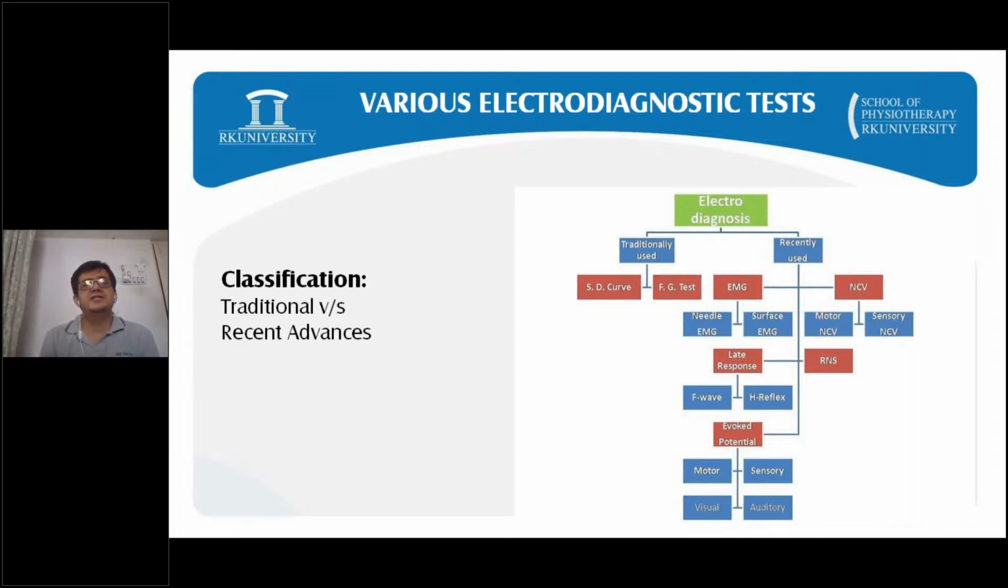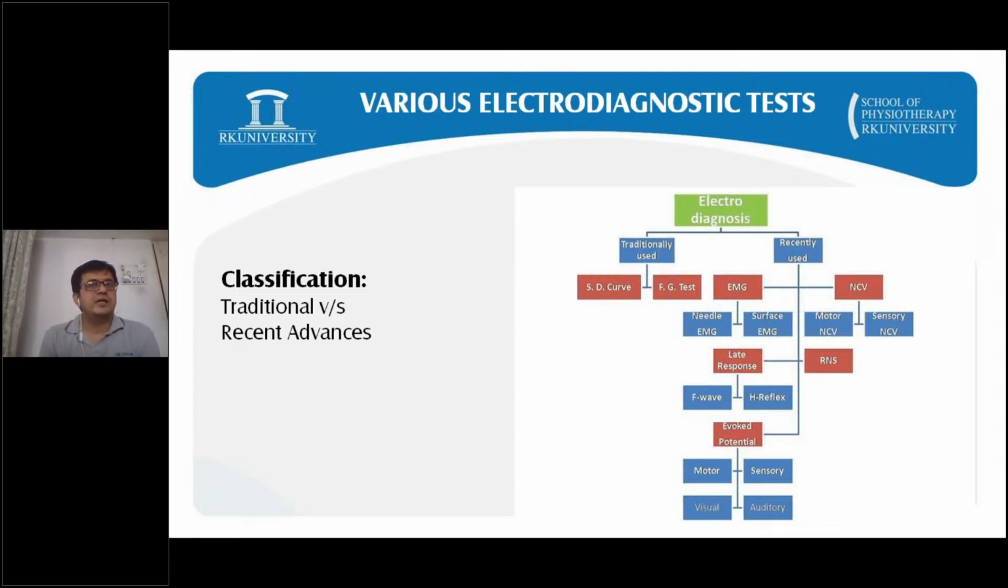And the recently used tests are EMG and NCV, mostly. EMG means electromyography. The name itself tells us that it is recording of the electrical activity occurring in muscle. That may be by needle, so that is invasive, and it may be by surface electrode also, so it is non-invasive. Now that was regarding muscle. What about nerve? For that we have the test known as NCV, nerve conduction velocity. It may be of a motor nerve or a sensory nerve. Now, what about the neuromuscular junction? For that we have RNS, that is repetitive nerve stimulation.